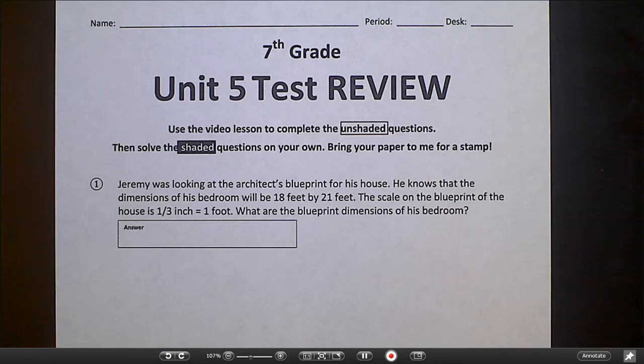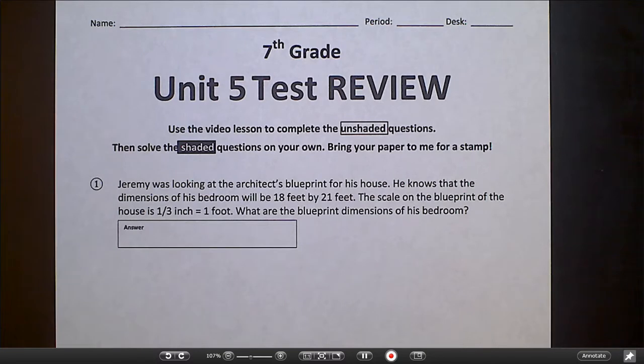Jeremy was looking at the architect's blueprint for his house. He knows that the dimensions of his bedroom will be 18 feet by 21 feet. The scale on the blueprint of the house is 1/3 of an inch equals 1 foot. What are the blueprint dimensions of his bedroom?